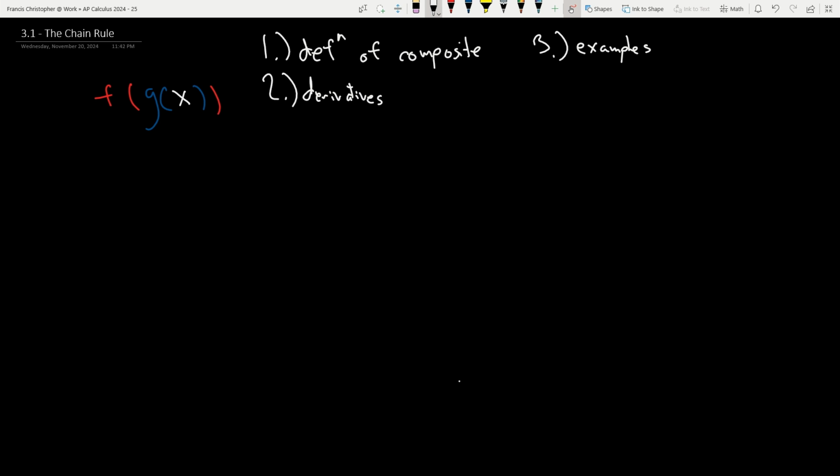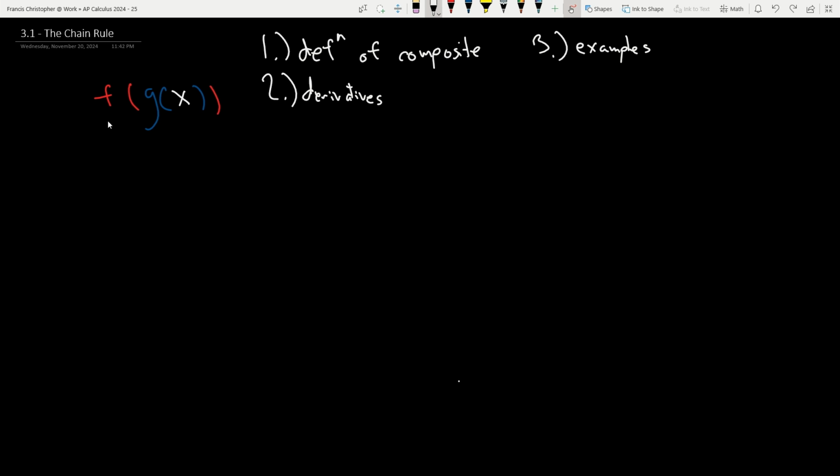The first thing that I'm going to talk about is the definition of the composite functions and how to recognize and think about them conceptually. Then the derivatives of them, which is what they're trying to teach you, and then I'll go over some of the Flip Math example problems.